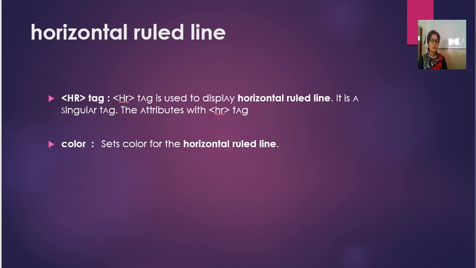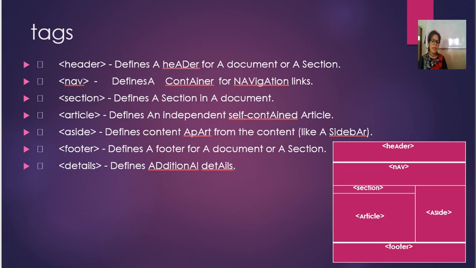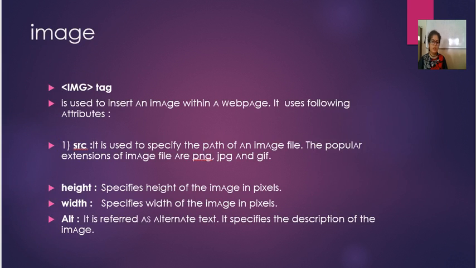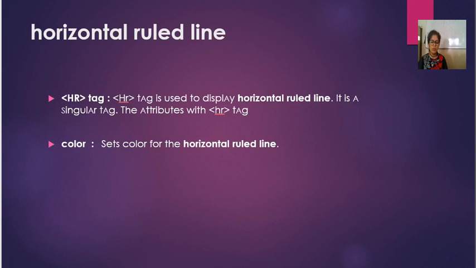So students, that's all for today. Tomorrow we will start with the next category of HTML tags. Tomorrow we will start with the table tag. This is a very important tag. In tomorrow's video we will learn how we have to create a table and how we have to make use of different tags to create a table. In today's lecture we have studied different types of tags where we have studied header, navigation, section, article, aside, footer and details. After that we have studied an example, and after that we have studied the image tag and the horizontal rule tag.